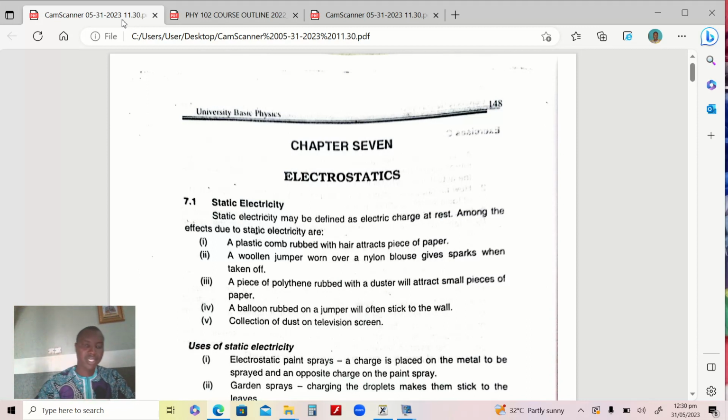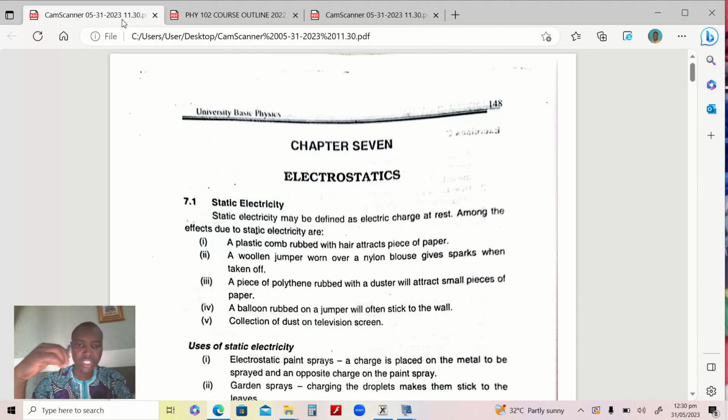Among the effects due to static electricity are plastic rubbed on hair. When you rub a plastic on your hair, it will attract some pieces of paper. Then the plastic is negatively charged, your hair is positively charged. Then of course, the paper is positively charged. So when you pick it, the negative will attract the positive.